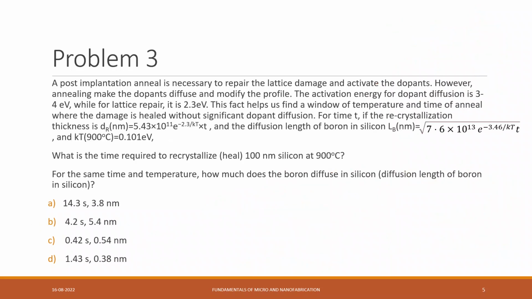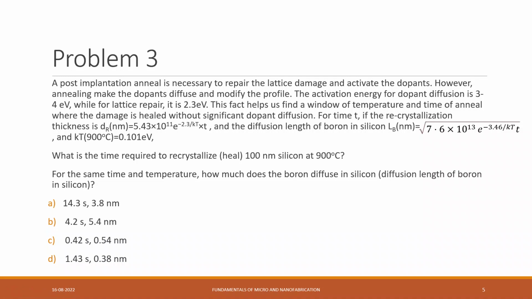Okay, this is also numerical. Now we go into the post implantation anneal that is necessary to repair the lattice damage. After ion implantation we go for this annealing step. In this step, the dopants can also diffuse because this is a high temperature step.